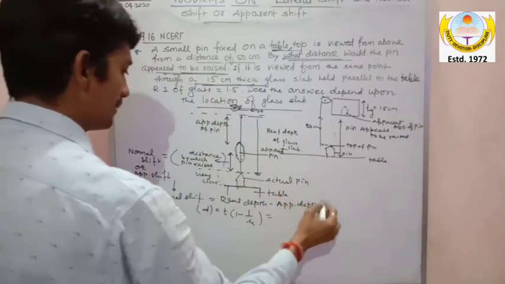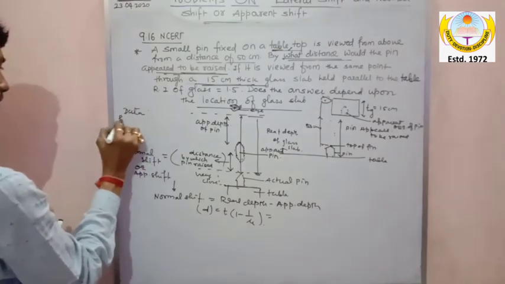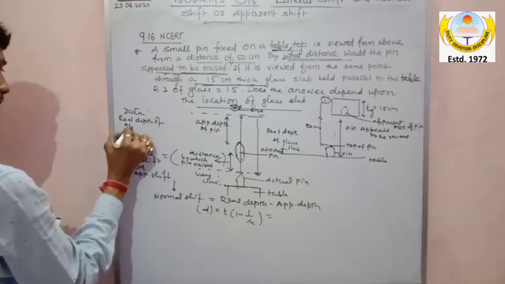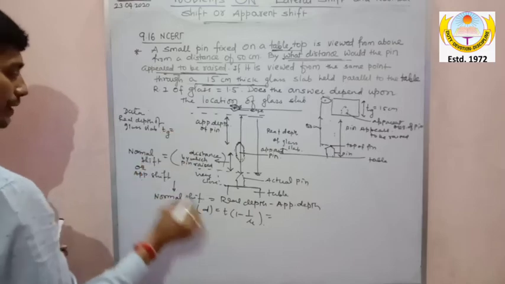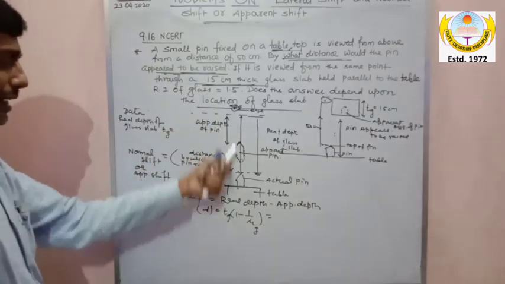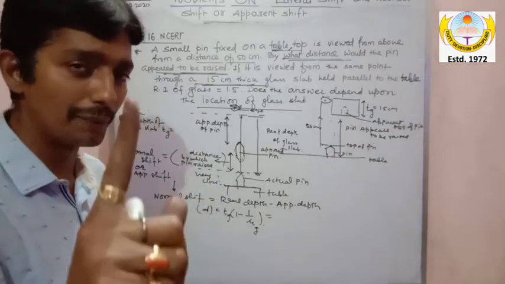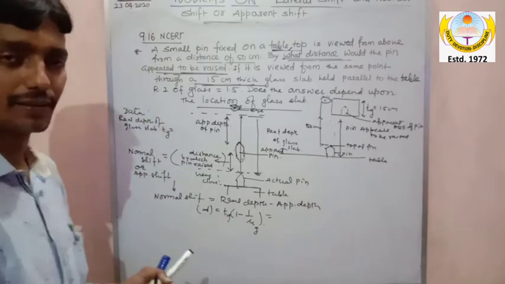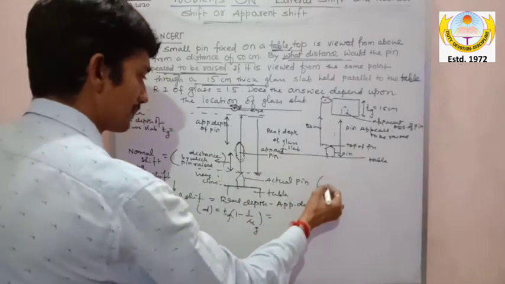How much is T? Data. Real depth of glass slab is Tg. Here you can put Tg, here you can put mu g, no issue, because glass slab is a medium. Medium is glass slab, pin is the object. Only one medium. Medium is glass slab, pin is object, only one formula. No two medium. Pin is the object. Take care.